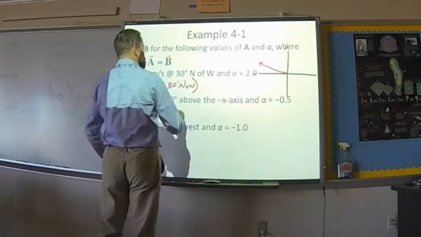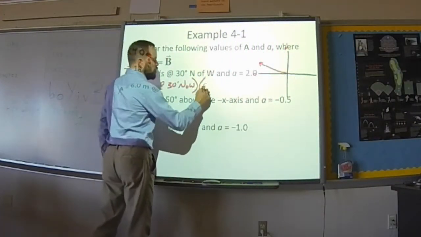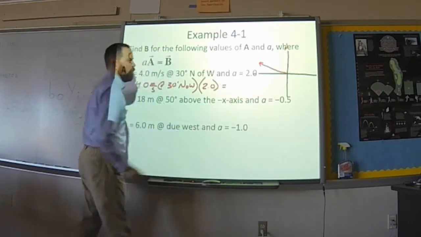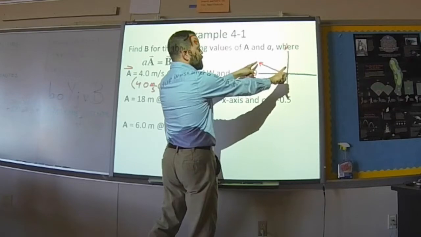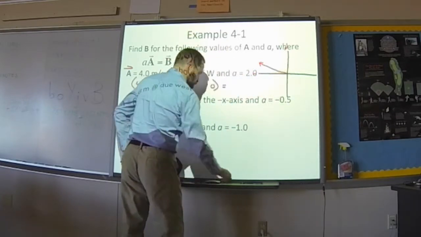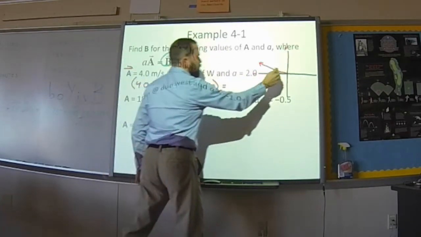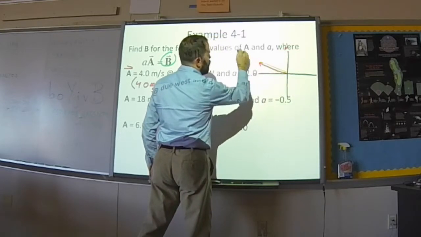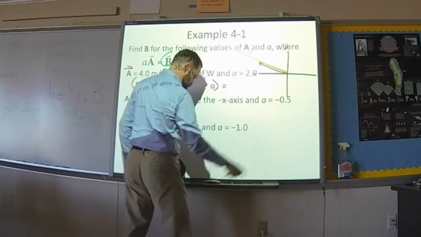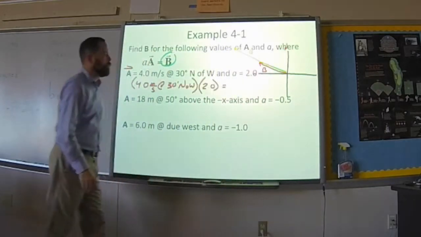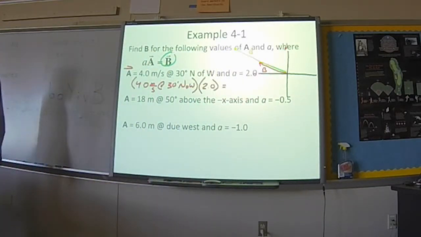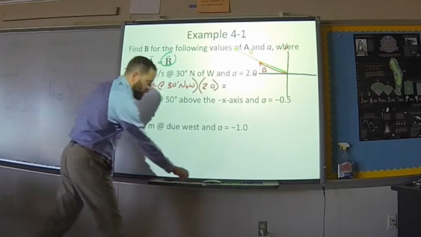Okay, times 2.0. So basically, we're just taking this vector and we're multiplying it times 2. So our resultant vector right here is going to be quite small. All right. So what's the value of that going to be?